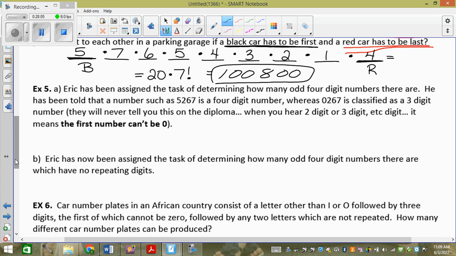Okay, we're looking here. Eric has been assigned the task of how many odd 4-digit numbers there are.